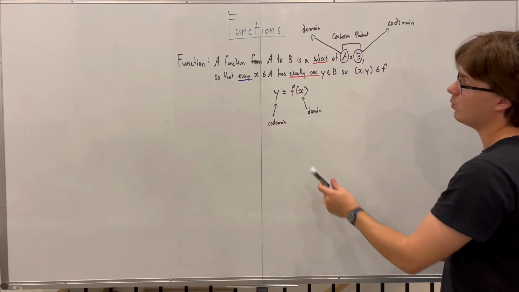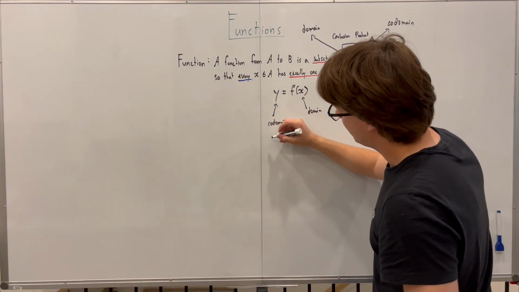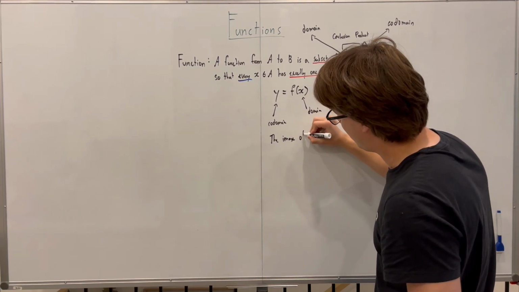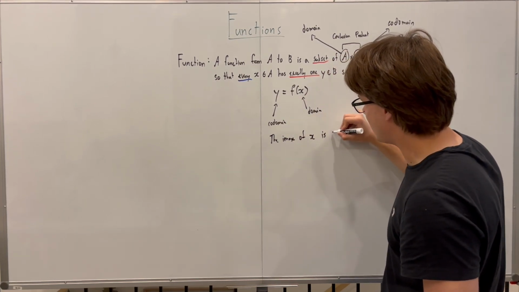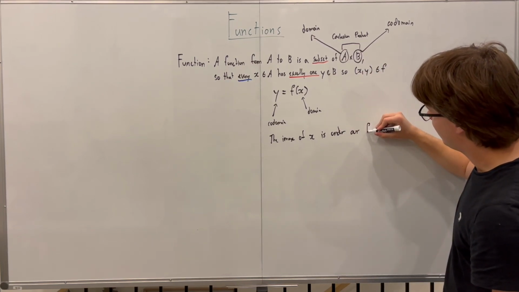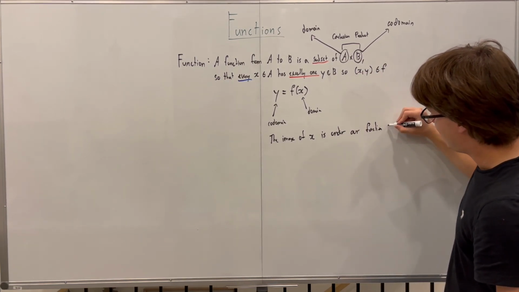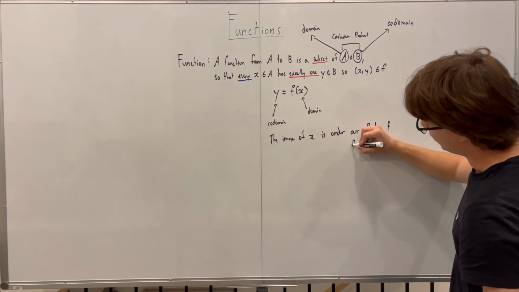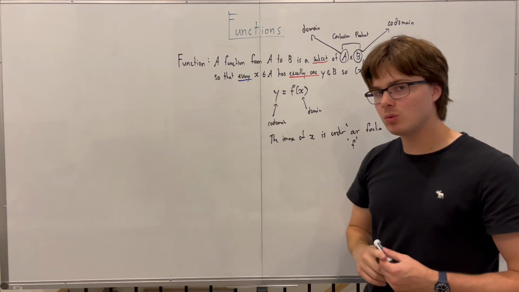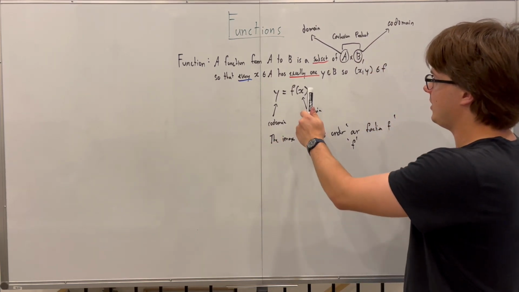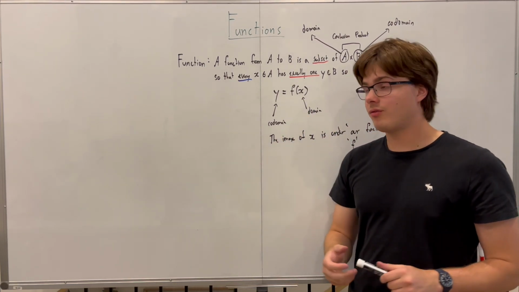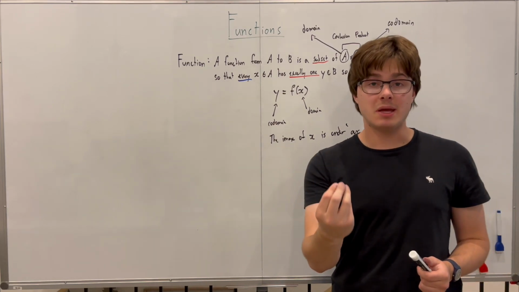The other way we can say this is the image of x is under our function f, or the image of x is under f. These are the two different ways you can say this sentence. So that's actually what this means. You're saying the image of x is under the function of f. This is where the word image comes from.